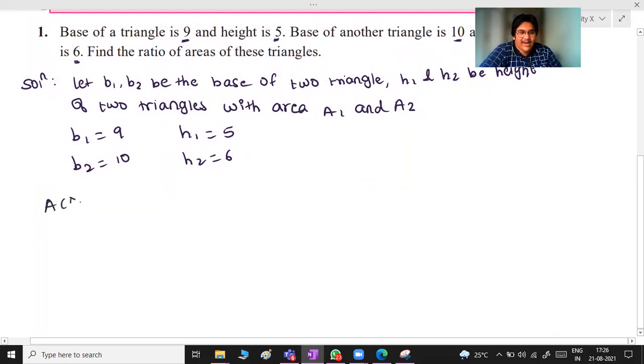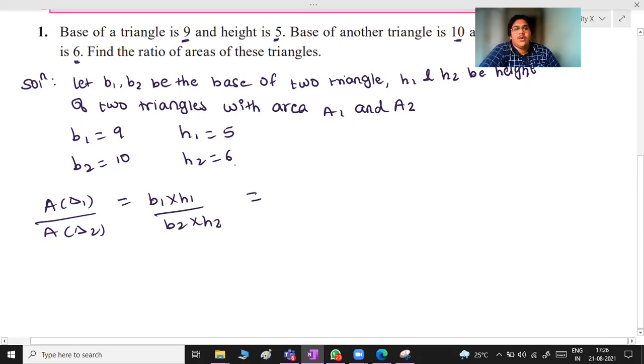So area of triangle 1 upon area of triangle 2 is equal to, so you can write a1 upon a2, even that is fine, I don't mind. So a1 upon a2 is equal to b1 into h1 upon b2 into h2, which is equal to b1 is 9 into h1 is 5, here is going to be 10 into 6. पहला मल्टीप्लाई करो फिर रिड्यूस करो, दो भी मेरे को प्रॉब्लम नहीं है, या इधर से रिड्यूस करो, देन ऑल्सो आई डोंट हैव एनी प्रॉब्लम, ठीक है?